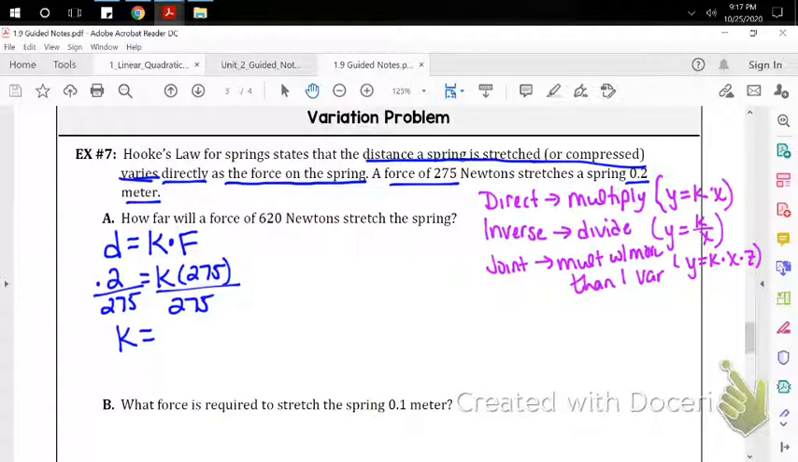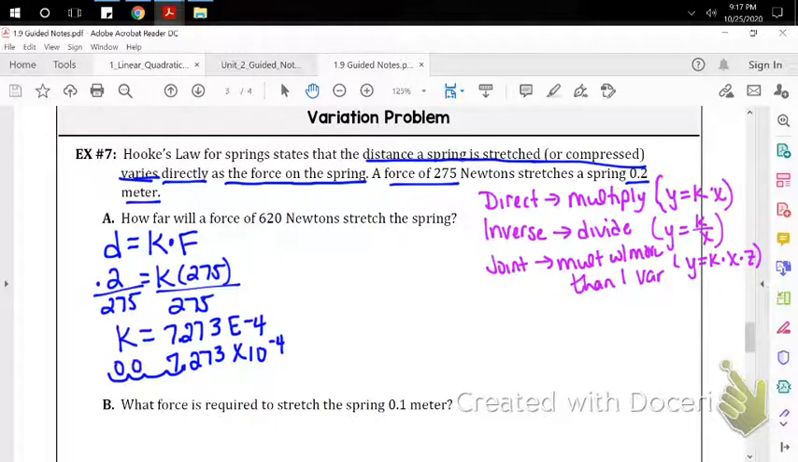Oops, I typed mine in wrong. Just one second. We got 7.273 e to the negative 4. Remember that e is the same thing as times 10. And the negative says we're going to move our decimal to the left, and the 4 tells us how many places. So 1, 2, 3, 4. So we found that k is equal to 0.0007273.